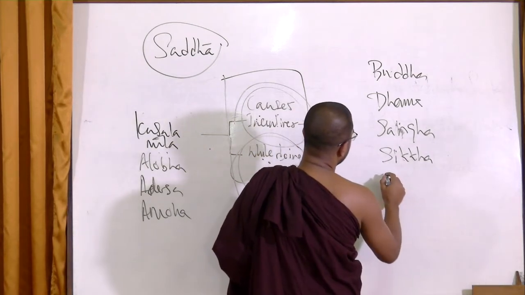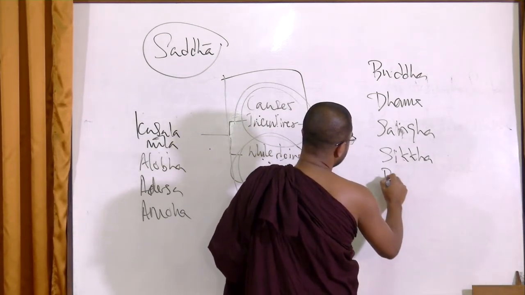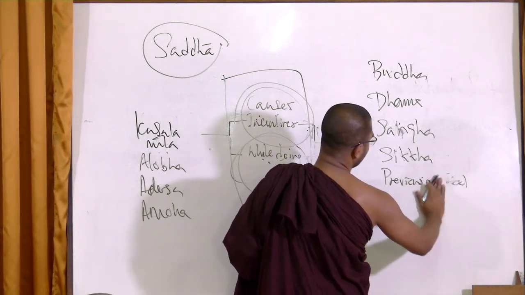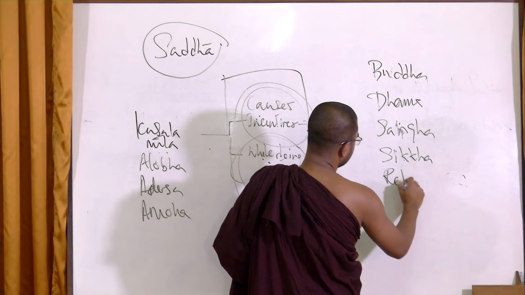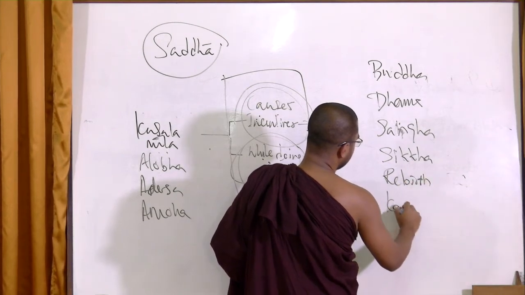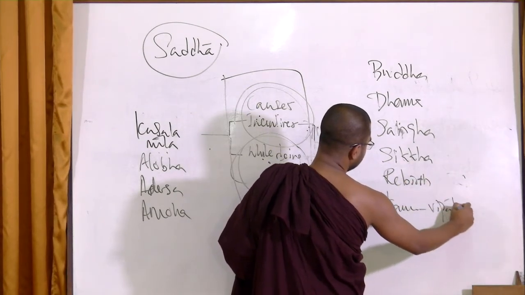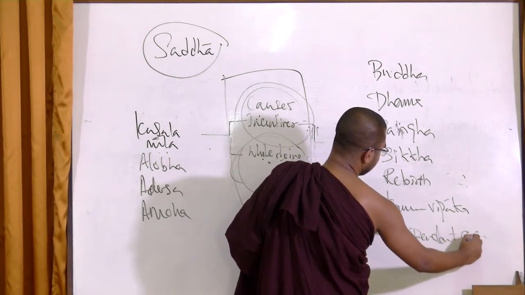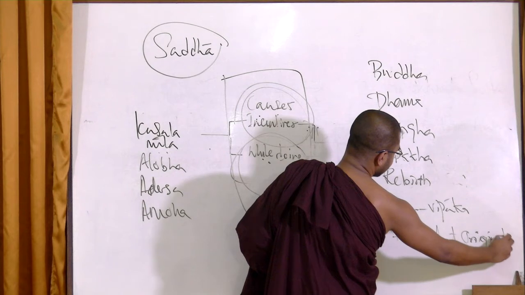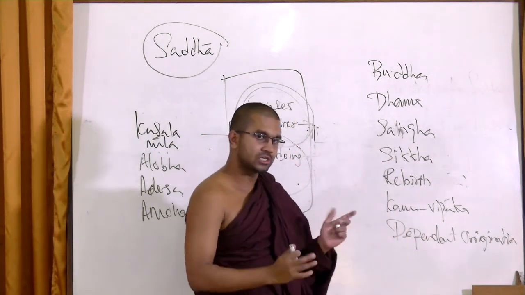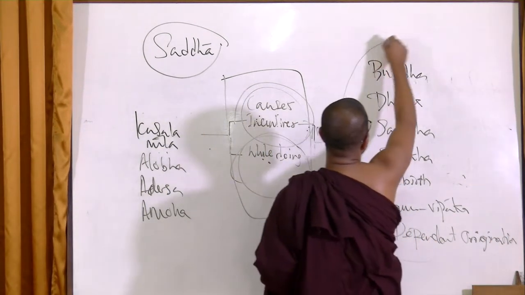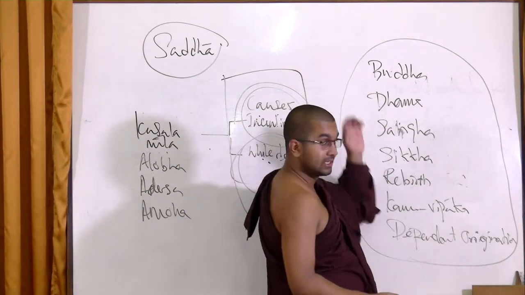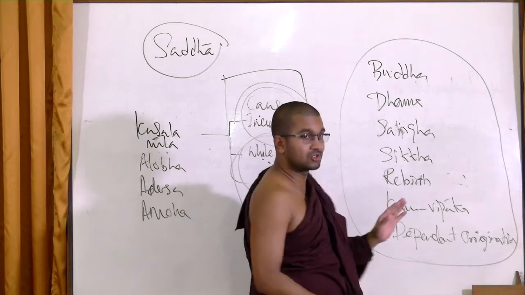Then previous life, previous and following lives, or rebirth we can call it. Kamma and Vipaka, dependent origination. When we say dependent origination, it includes rebirth, Kamma, Vipaka, because of causality. So in these profound natures, sometimes you can include Dukkha, Samudaya, Nirodha, such as Nibbana also. So this list normally becomes 12.